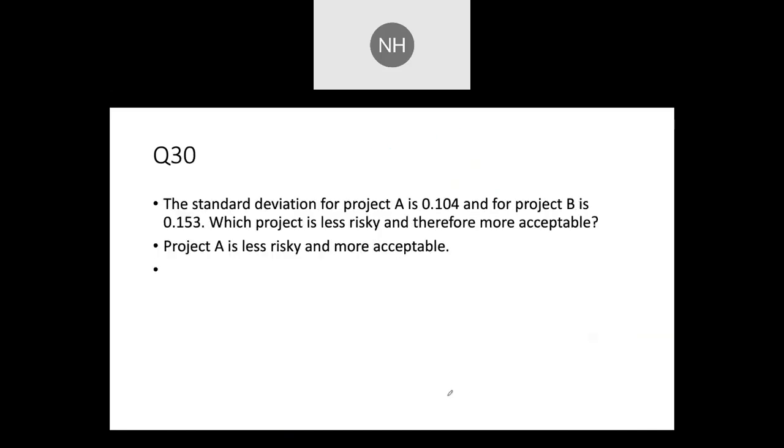Then the second method in risk and return is standard deviation. Since you don't have to use online calculators, you have to just know the rule. How will you choose regarding the standard deviation? So there are two projects, A and B. For A, the standard deviation is 0.104 and for project B it is 0.153. This is in decimal terms. It can also be percentage. It doesn't matter. You have to just look at the meaning.